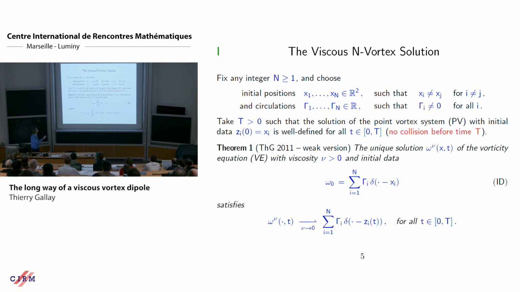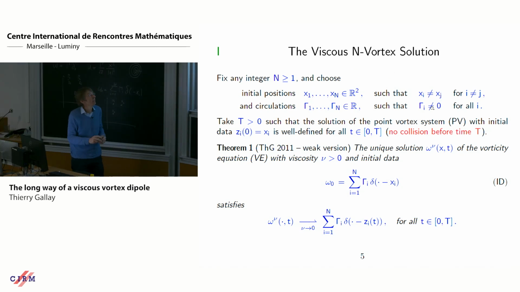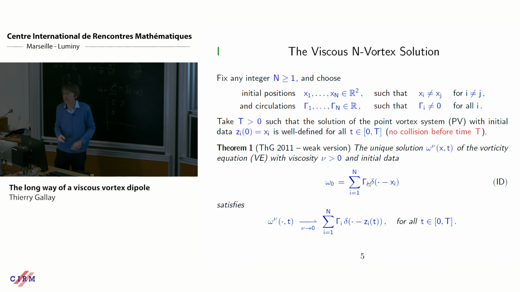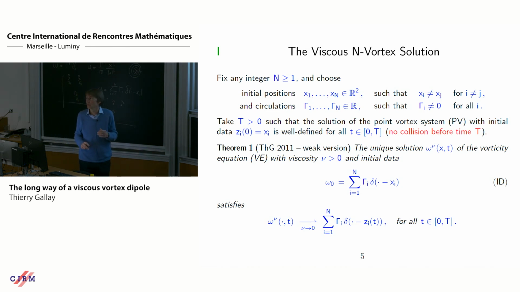So this is what I call the viscous n-vortex solution. Very simple problem to state. You choose n points in R2, which are pairwise distinct. These are the initial positions of the point vortices. You consider fixed circulations, which are the parameters of the problem. And you consider the initial data, which is just the superposition I wrote on the blackboard here, the sum of gamma i Dirac mass at x i. And you take this as initial data for the Navier-Stokes equation.